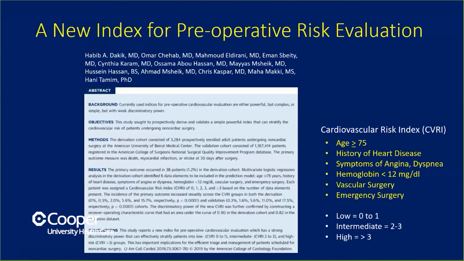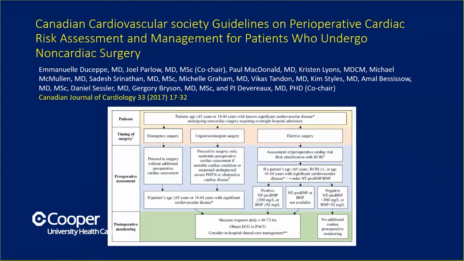If you look back at this risk assessment, it tells you to measure troponin daily for 48 to 72 hours and obtain an ECG. In other words, if somebody's high risk, you don't just walk away and say, well, you're high risk, sorry. You can actually follow that person and try to modify their risk by staying ahead of the curve, by checking their EKGs each day, seeing if they're getting into trouble.